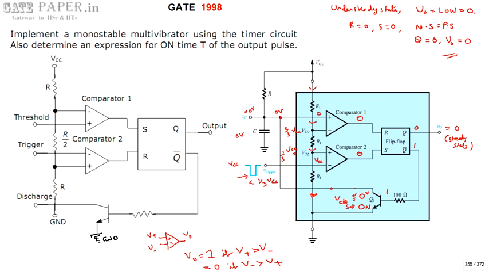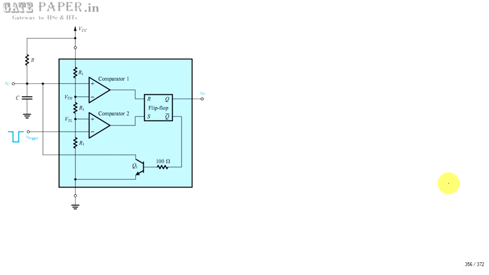Okay. So let us assume a trigger pulse is going to be applied. How the output changes, and how it comes back to its own stable state after some predefined amount of time, and how to calculate that predefined amount of time, that is pulse width duration. Okay. This is the diagram we are looking at. Monostable multivibrator using IC555.